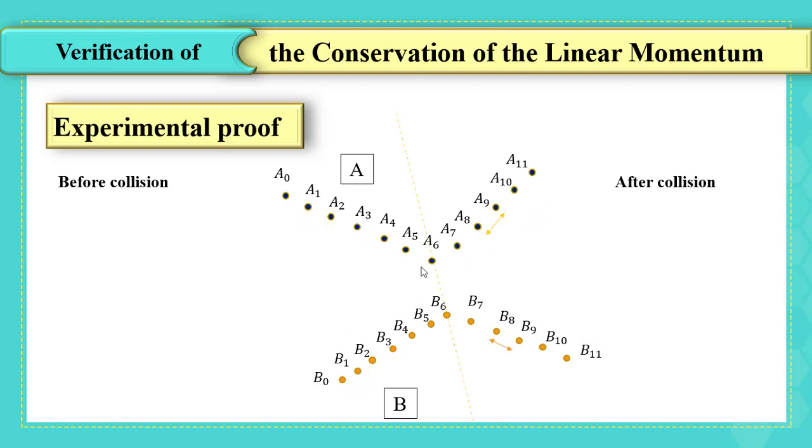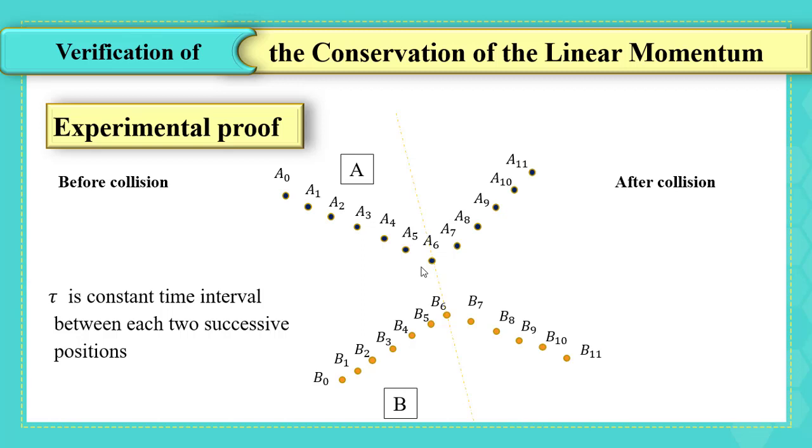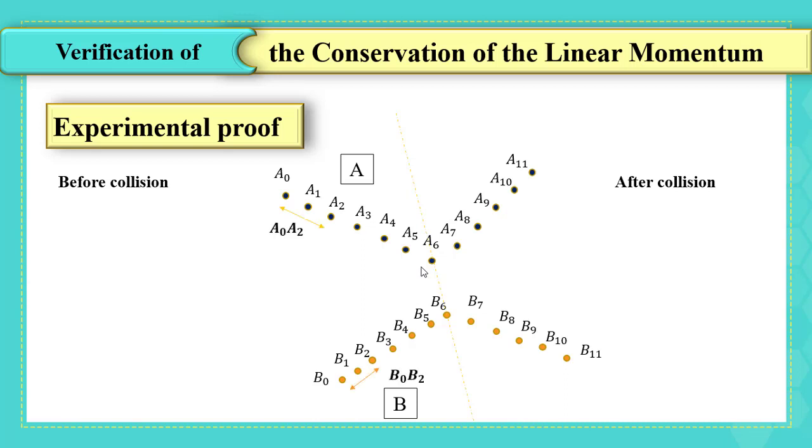The motion of each puck is uniform before and after collision, since we can see that equal distances are covered during equal intervals of time tau, where tau is the constant time interval between each two successive positions. The speed of each puck is determined graphically using the methods of grade 10. We used to divide the average distance A0A2 by 2 tau, or even better, we divided the total distance A0A6 by 6 tau to reduce the possible error in measurements.